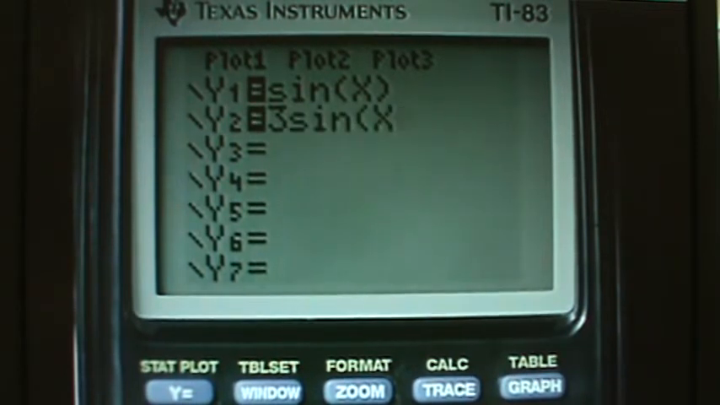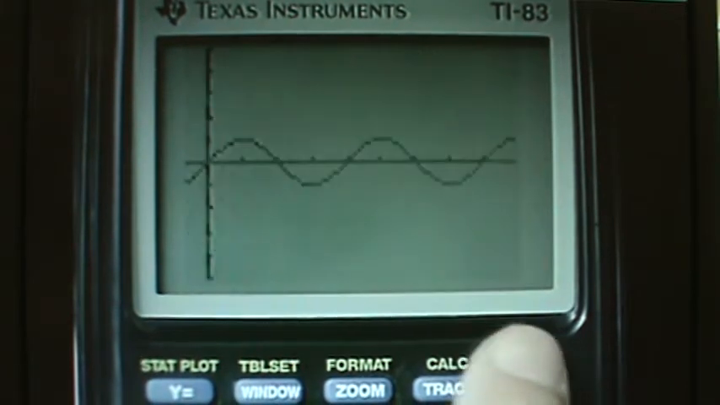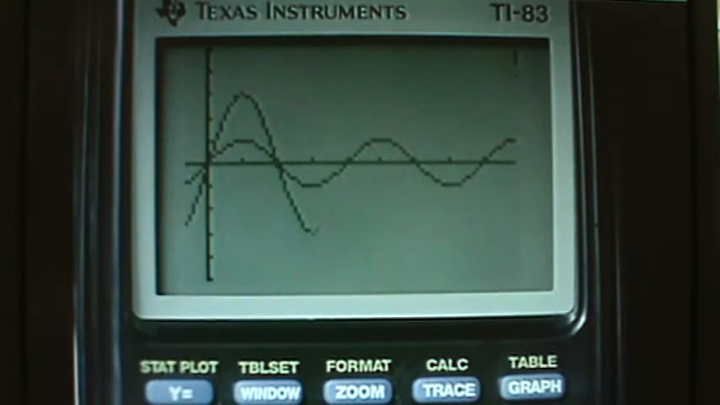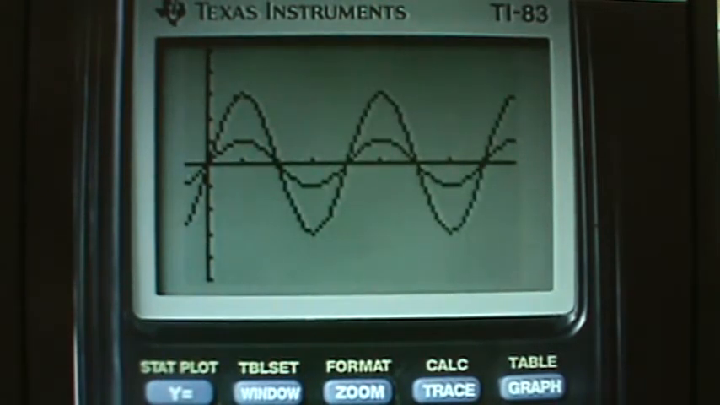And I'll close the parenthesis. Notice the parenthesis automatically comes up on the TI-83. At any rate, here's the graph. And we see that the 3 is simply stretching the graph up and down. Our intercepts, though, are at the same spot that they were before.